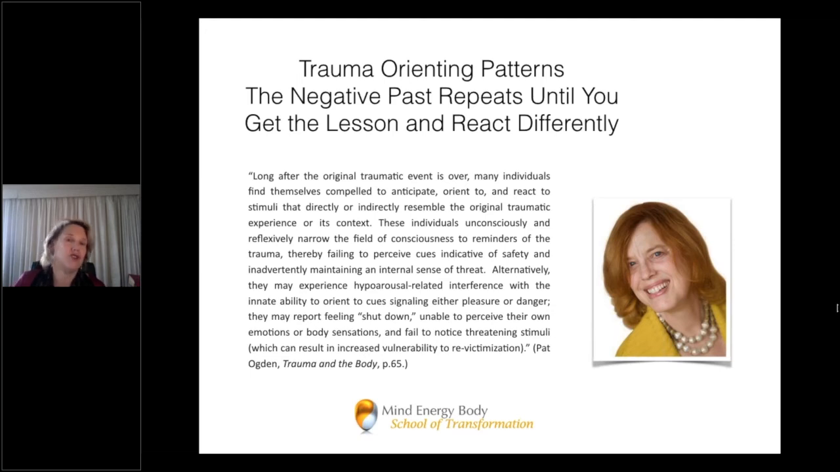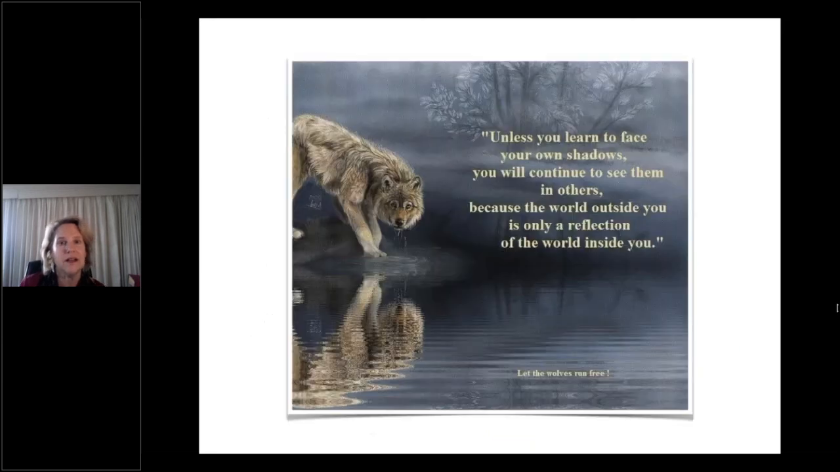So this is huge in terms of how you relate and interact with the environment outside of you, with the universe. So if the universe sends you this great sign of a path for manifestation, but you're numb and frozen and hyper-aroused, you can't see it. You can't see the pleasure. You can't see the path to let that happen. So unless you learn to face your own shadows, you will continue to see them in others, because the world outside you is only a reflection of the world inside you. Again, I think Sydney and Gus are a good example of that.